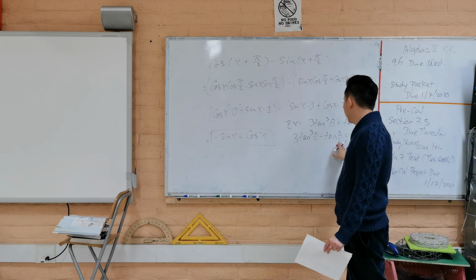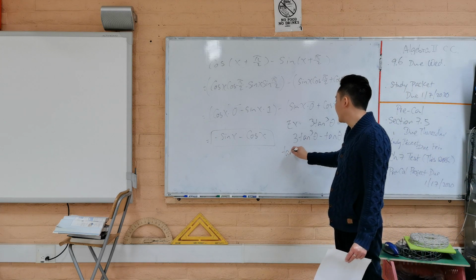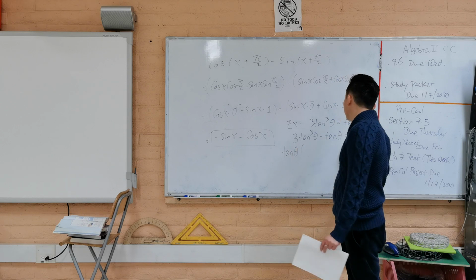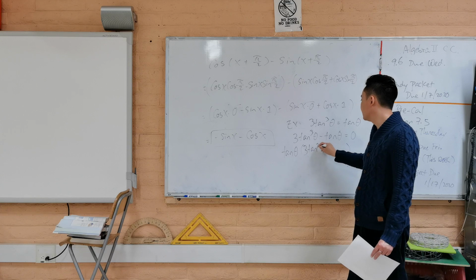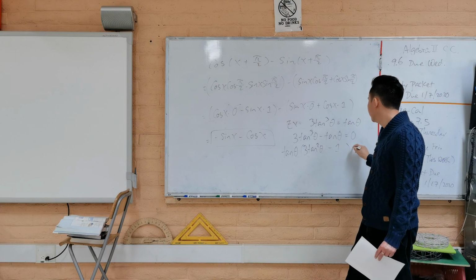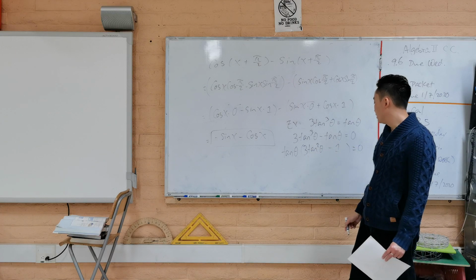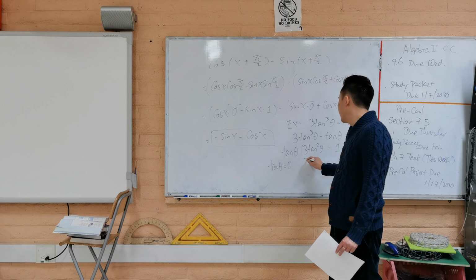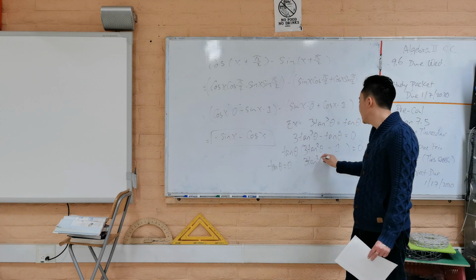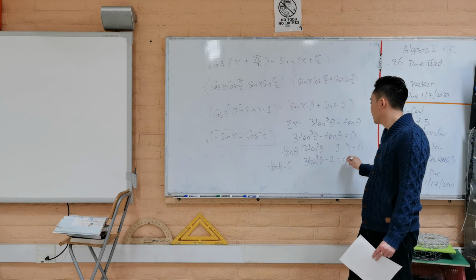So one thing we notice, there's a greatest common factor, tangent of theta. So we pull that out. And then we do have 3 tangent squared of theta minus 1 equals 0. And then the rest of this, we just want to set each factor equal to 0. So tangent of theta equals 0, and then 3 tangent squared of theta minus 1 equals 0.